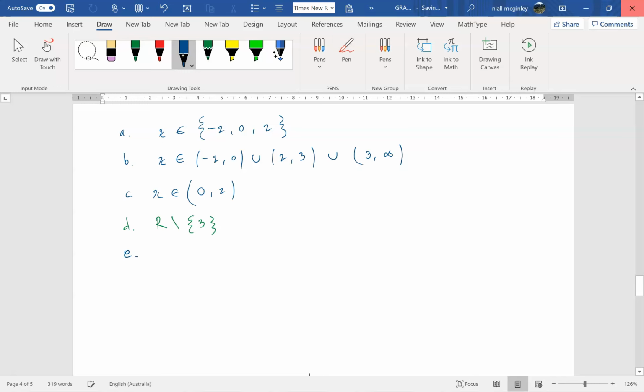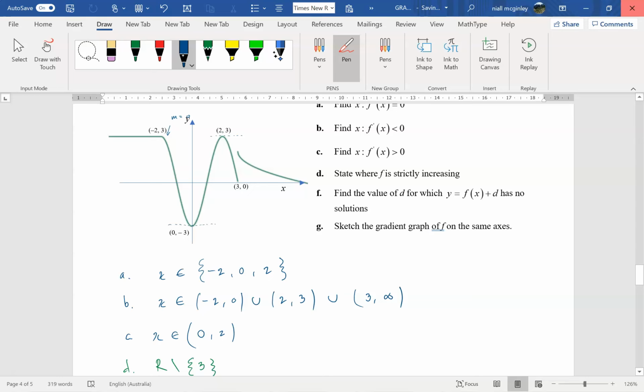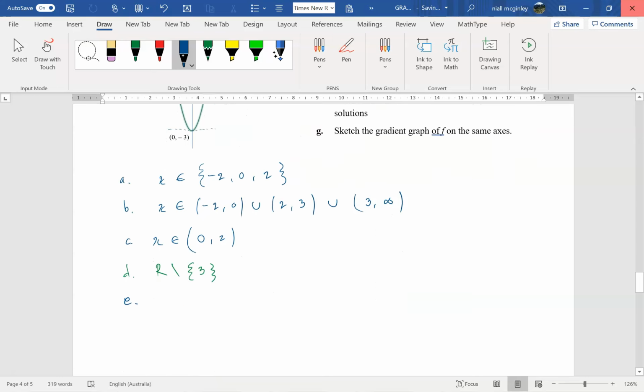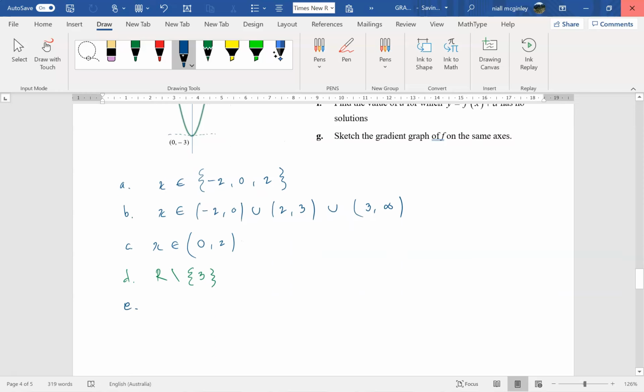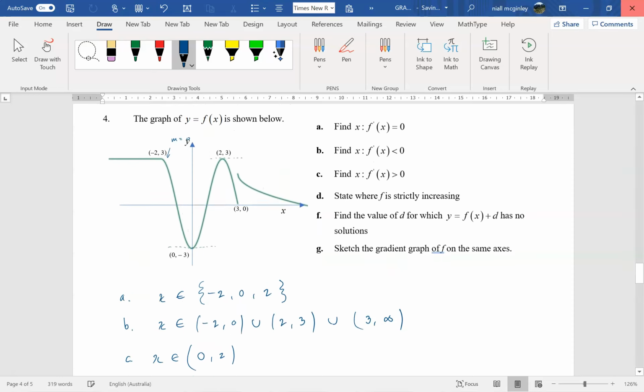Where it is strictly increasing, we'll see here, this is where it's increasing. So remember, for strictly increasing, we need to make sure that we include the points of 0 gradient as well. So we're going to be going from 0 to 2, but we're going to include these points of 0 gradient.